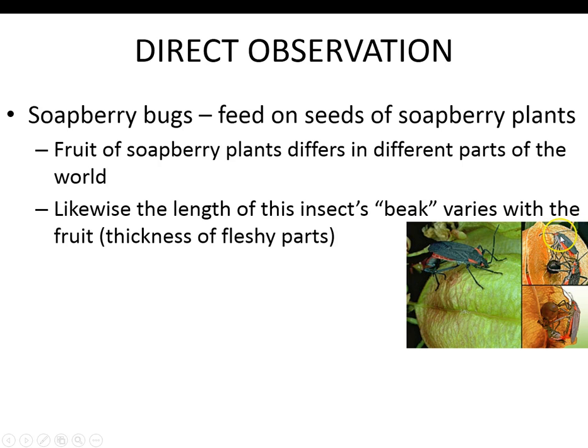And so the insects that have a short beak in those environments are not going to survive and reproduce. So they won't be successful living there. And so that's one thing that we have observed by following these populations over time.